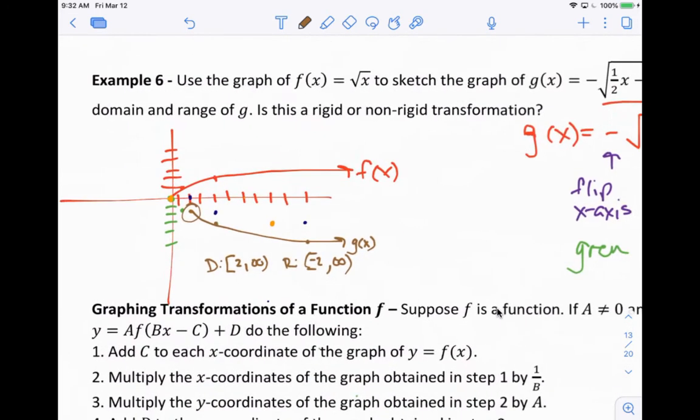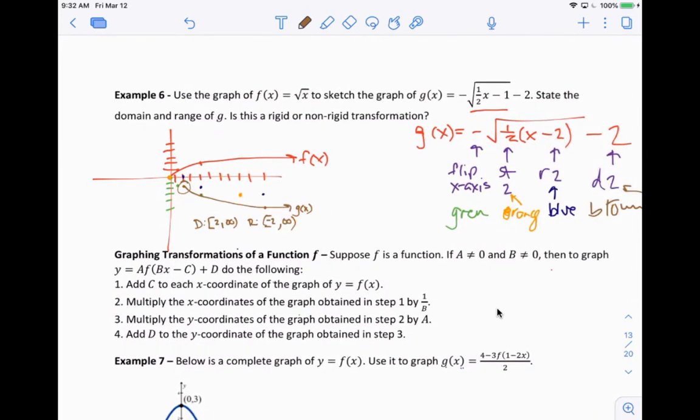Is this a rigid or non-rigid transformation? It is absolutely non-rigid. Three of these are rigid, but we have 1 that is non-rigid. The orange one is non-rigid. It stretched it out so that 1 became 2, and that basically kills it for everything else. This is a non-rigid transformation.